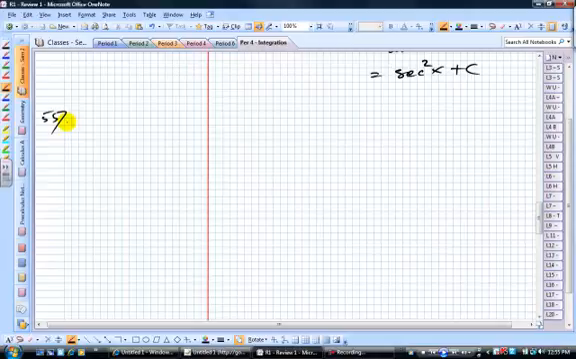Okay, number 55 is the integral of cotangent squared x dx. And on this one here, what I suggest you do, let's see here. Well, this is a challenging one. Let's see, what would be the easiest way?